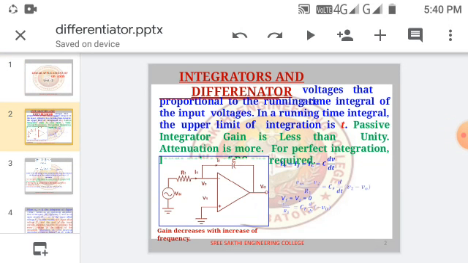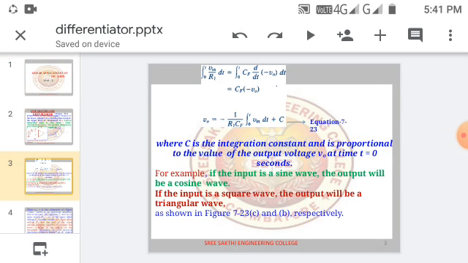So the output is a combination of RF and CF. RF is the resistor we are going to use in series with the input and the inverting input of an op amp, and CF is in parallel with the op amp and in series with RF. So the CF is feedback used for the op amp. So output will be the integral of V input dt plus the capacitor voltage C.